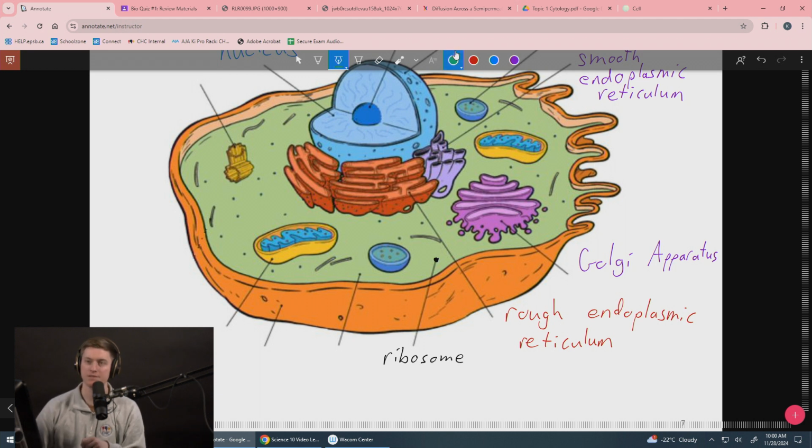And the green fluid that fills the cell is called the cytoplasm.